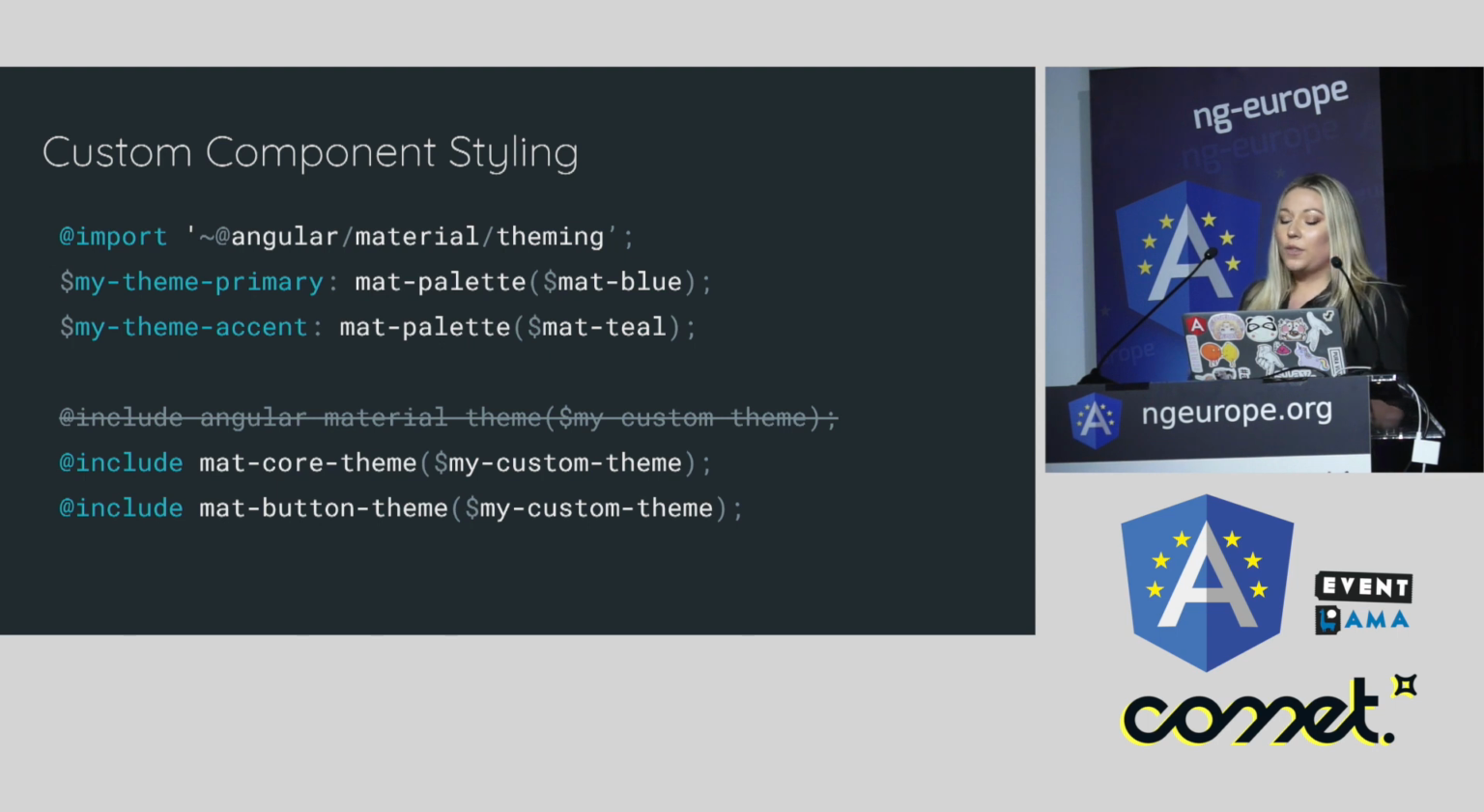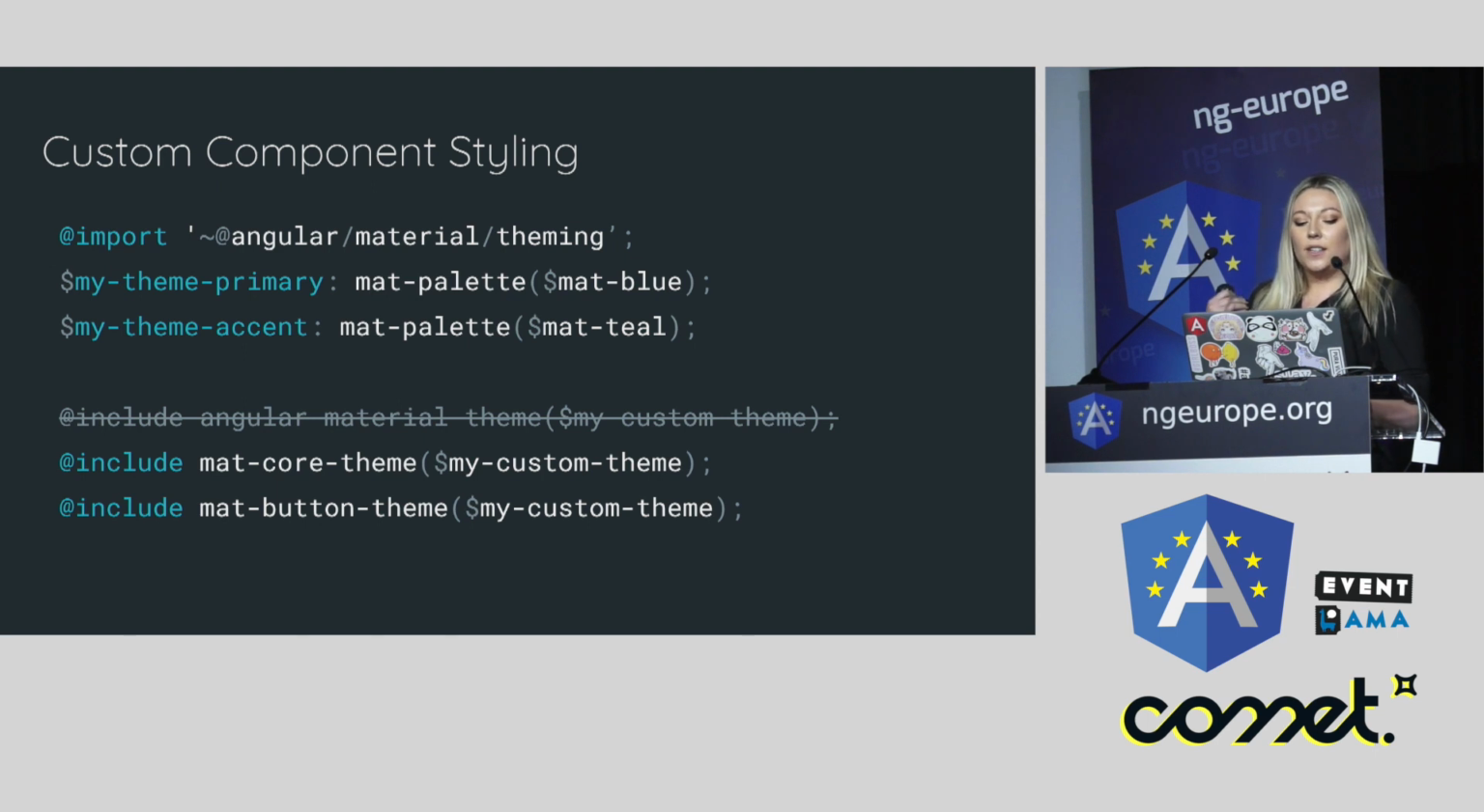And then the other really cool thing is that you're able to custom style specific components. So if you don't want to make the whole entire application different, if you just want to say, you know, I only want my buttons to be red, right? So you can do that. You follow the same steps. You import the theming file. You define your colors however you want.